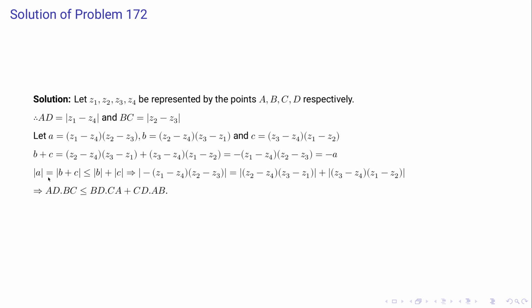So we can say that mod of A is equal to mod of B plus C, which is less than equal to mod of B plus mod of C. That essentially implies that this inequality is true, which is basic. This should be less than equal to, not equal to. Which basically means AD into BC is less than equal to BD into CA plus CD into AB, because Z1 minus Z4 would be AD, Z2 minus Z3 would be BC, Z2 minus Z4 would be BD, Z3 minus Z1 would be CA, Z3 minus Z4 would be CD, and Z1 minus Z2 would be AB. That's how we have arrived at this inequality.